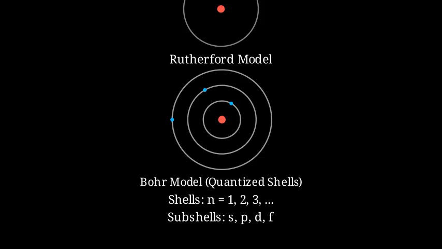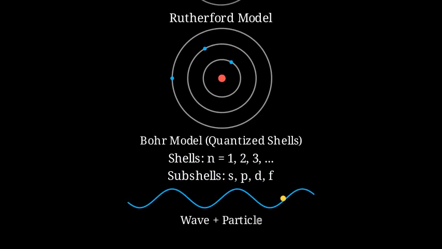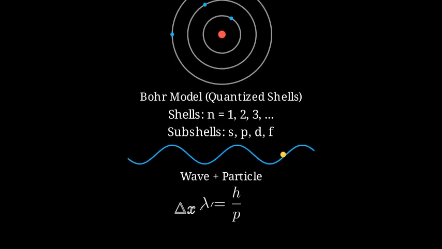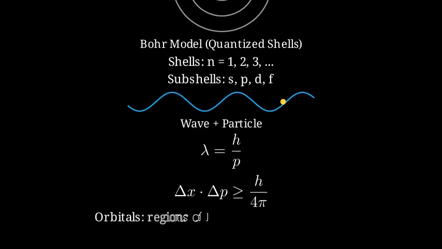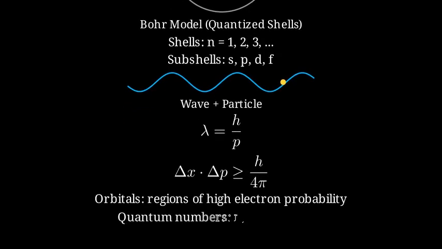Matter and light show both wave and particle behavior. De Broglie linked wavelength to momentum: wavelength equals h over p. And Heisenberg's uncertainty says we cannot precisely know both position and momentum at the same time. Because of wave behavior, electrons occupy orbitals instead of fixed paths. Each orbital is defined by 4 quantum numbers: n, l, m, and spin.